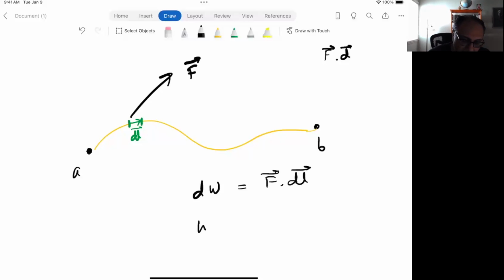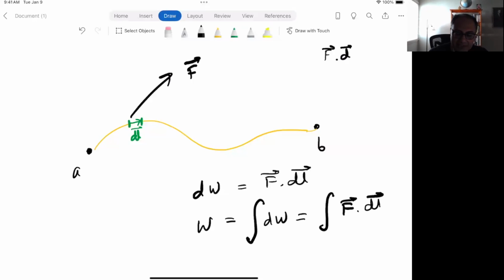And so the total amount of work done over the whole path is nothing but the integral, or the sum of all of these tiny amounts of work. So that sum becomes an integral, and that's integral F dot dl. And this kind of integral is called a line integral, and you have to evaluate it over the path. So A to B. So you have to evaluate it over the path.